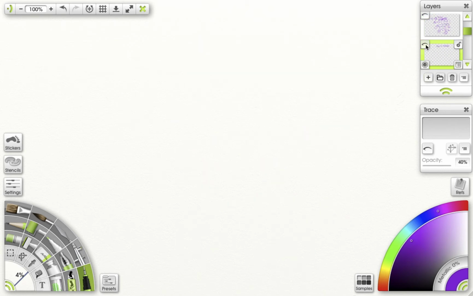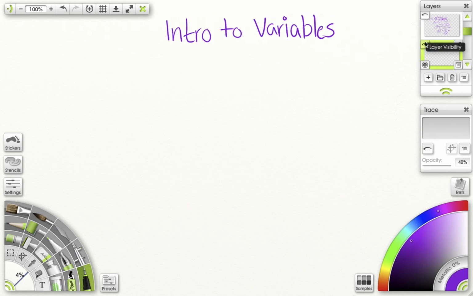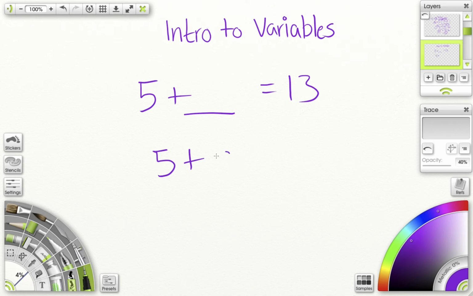All right. Today, we are going into variables. So far, we've been doing problems that have blanks. So we did 5 plus blank equals 13, and we figured out what that blank is. Here's the difference between blanks and variables. Blanks are blanks. They're just a line at the bottom of the page. Variables are a letter. But the process is the same.